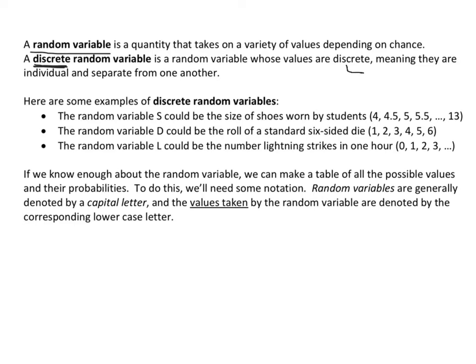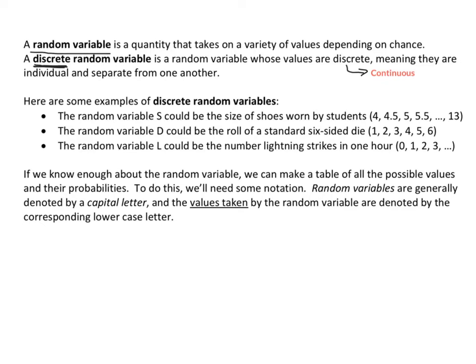In math, the opposite of the word discrete is the word continuous. We will at some point later in the class learn about continuous random variables, but for right now, we're talking about discrete random variables. So to give you a better sense of this, I'm going to go through a couple of examples of what discrete random variables might look like. The first one: the random variable S could be the size of shoes worn by students. Shoe size is something that is individual and separate. Maybe you wear a 4, maybe a 4.5, maybe a 5. It's not like you wear a 5.12473. There are only so many sizes of shoes, and they're all separate from one another.